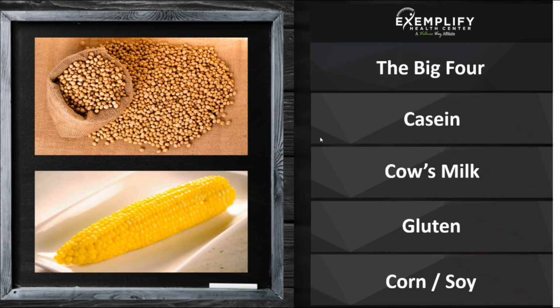And then the last one is going to be corn and soy. The reason why is soybeans, for example, are going to be genetically modified, and much of the corn we're consuming in our diet is going to be genetically modified. The reason that's bad is because these will automatically contain glyphosate, or Roundup.